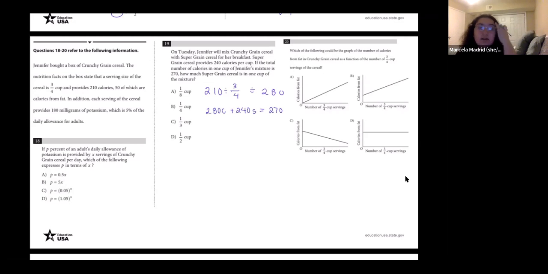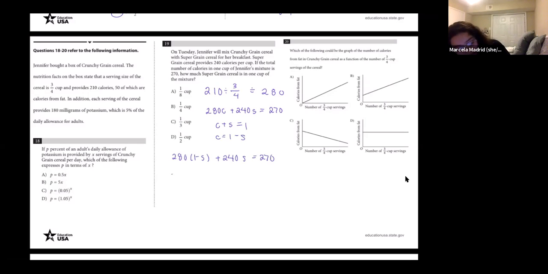Again, this is going to be like the other system of equations that we saw. Last time it was inequalities. This is just equations. And then you're going to have C plus S equals 1, because in total, the amount of crunchy grain cereal with the amount of super grain cereal is going to equal 1 cup. Because we want to find the super grain cereal, we have to isolate for C, because we want S in the equation. So C is just going to be 1 minus S. Then you have 280 times 1 minus S, plus 240S, equals 270.